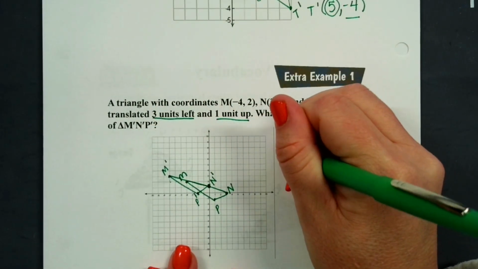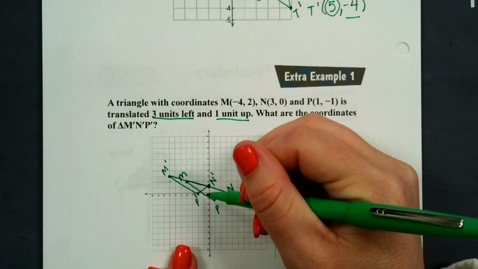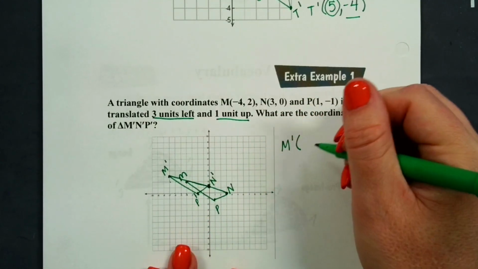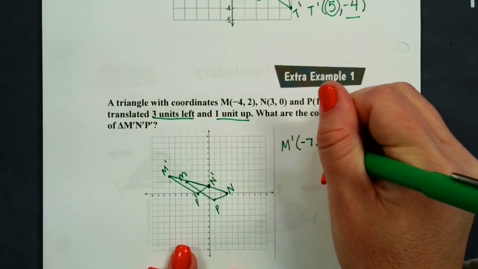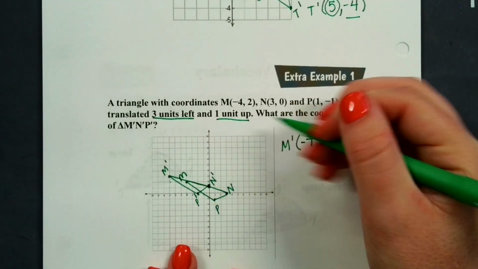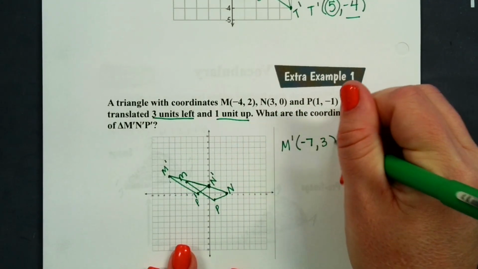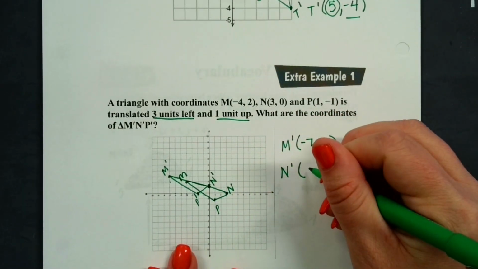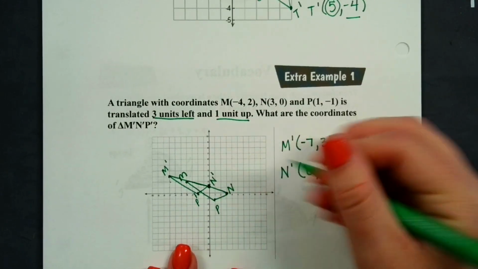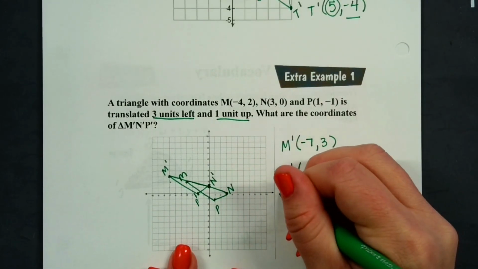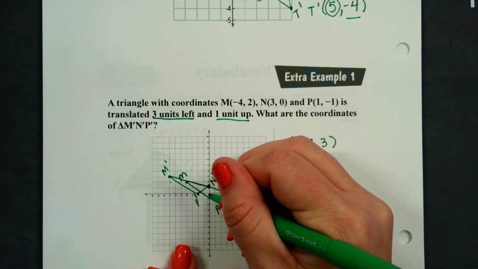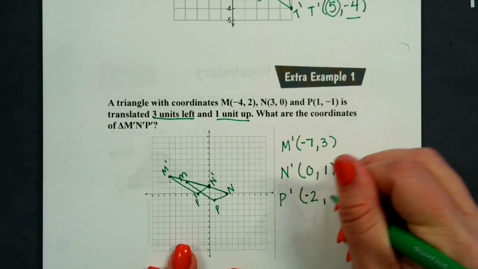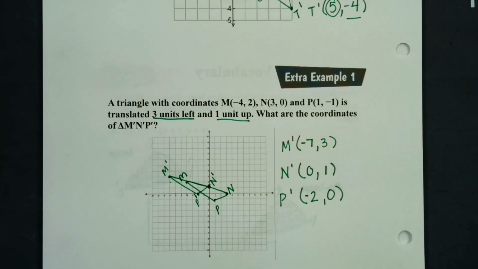So I'm going to write my new coordinates. M prime is now over 1, 2, 3, 4, 5, 6, 7, and it's up 1, 2, 3. N prime: we didn't go over any, but I'm up 1 now. P prime: I went over to negative 2, but I didn't go up any. So there's my new coordinates.